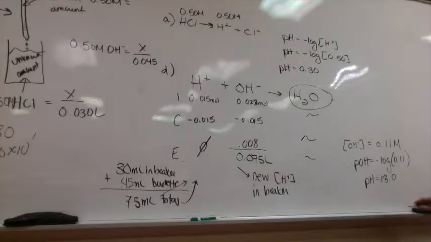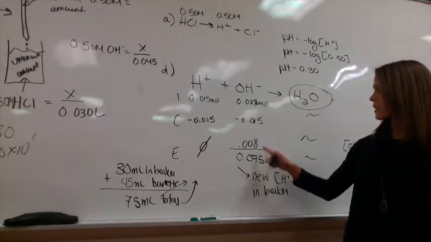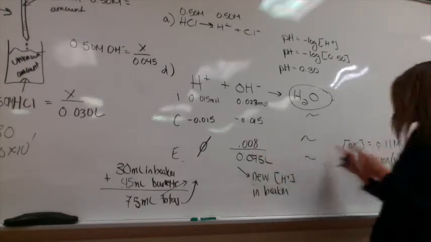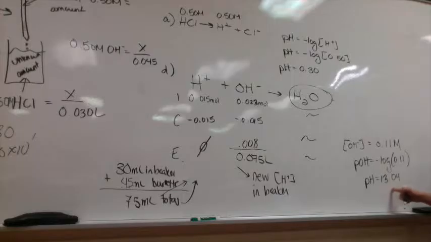I suppose if I'm going to have more sig figs here, I should add them in, 13.04. I probably should have gotten rid of the sig fig here. It should have only had one sig fig. So that would be 0.1, and then my pH would have been 13.00.